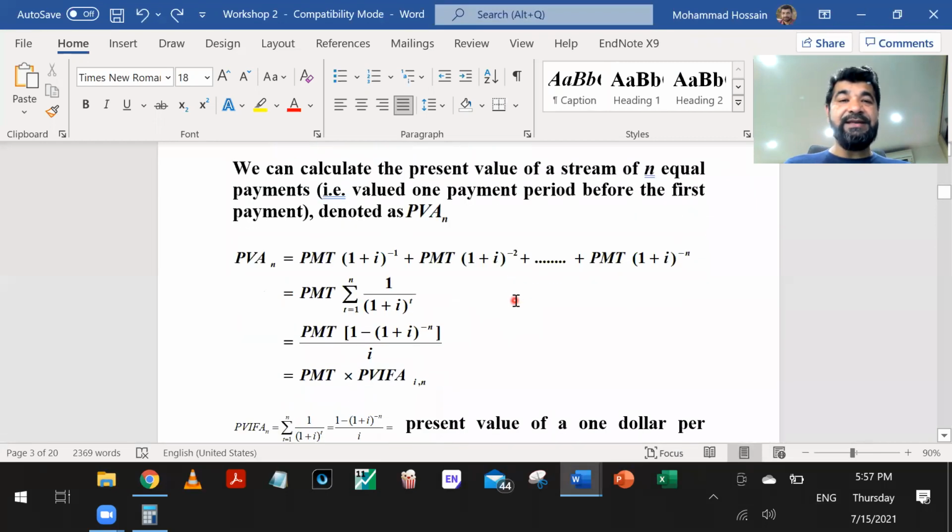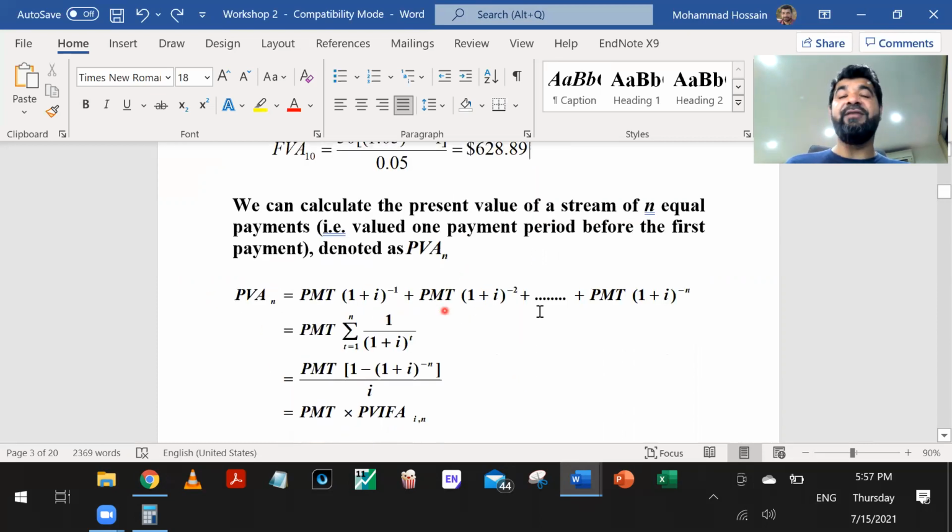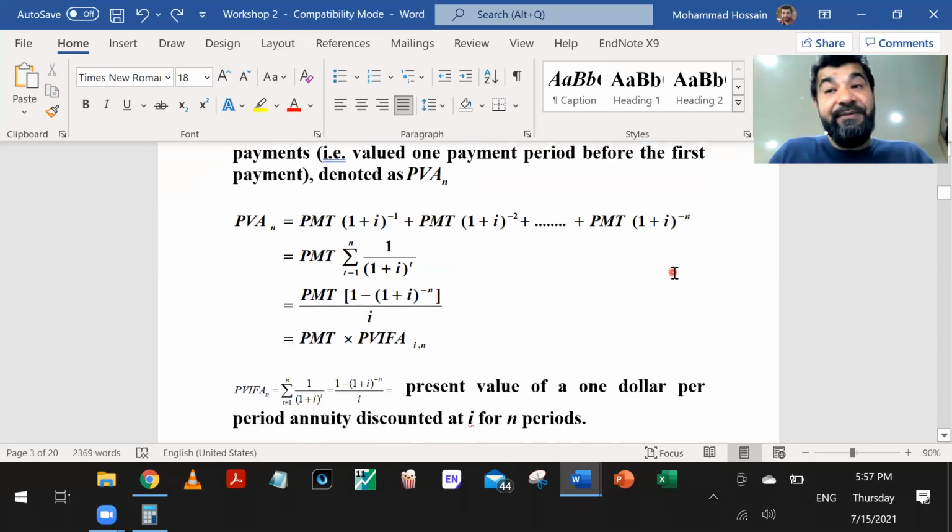Here it says we can calculate the present value of a stream of unequal payments, valued one payment period before the first payment, denoted present. Now they're talking about present value, not the future value. This is the future value annuity formula. For present value annuities, there is a different formula, and the table will be different too.